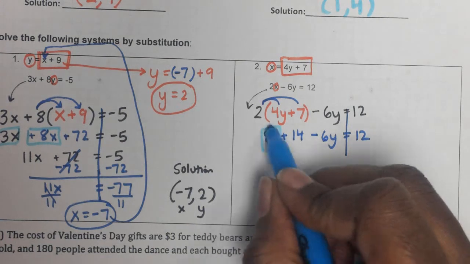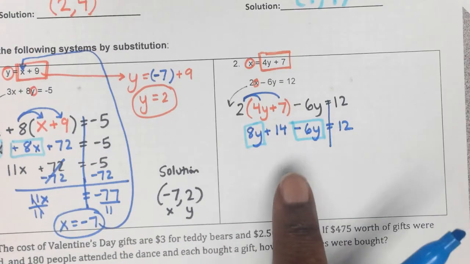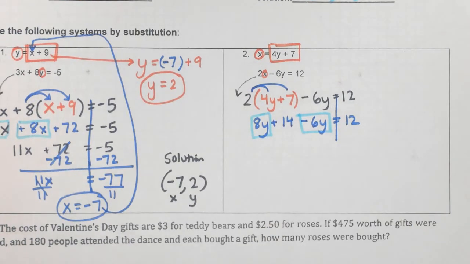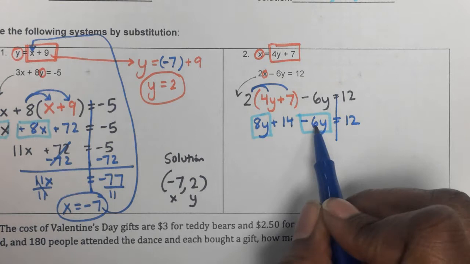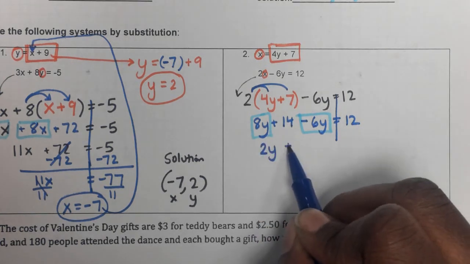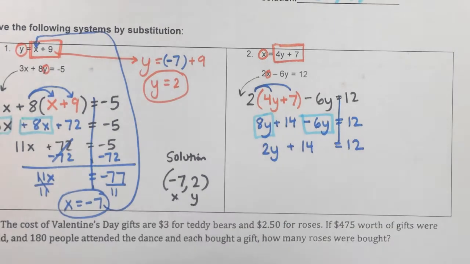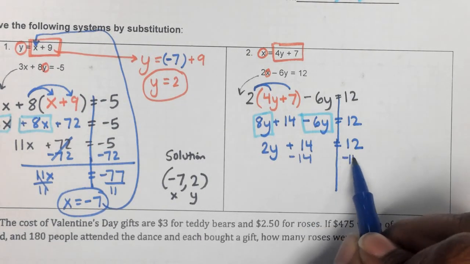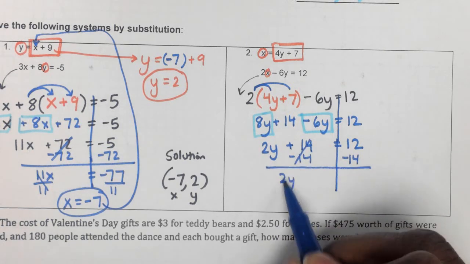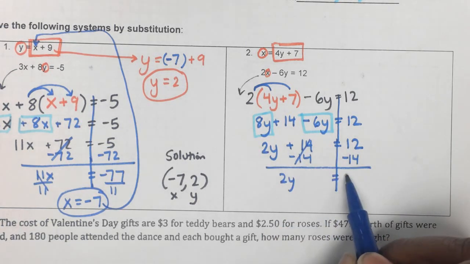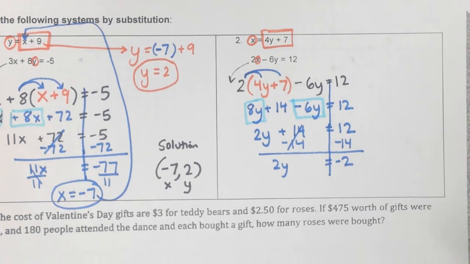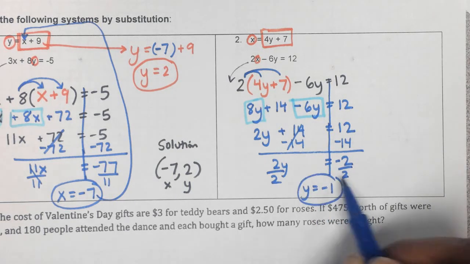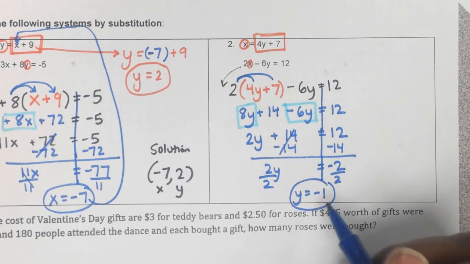Now we have y's. Be careful, don't get the y's and the x's mixed up. We got y's on the same side. So 8y negative 6y become 2y. This should be the easier part. At least once we get to here, it should be easier. Anybody get an answer before me? Negative 1. Y equals negative 1.